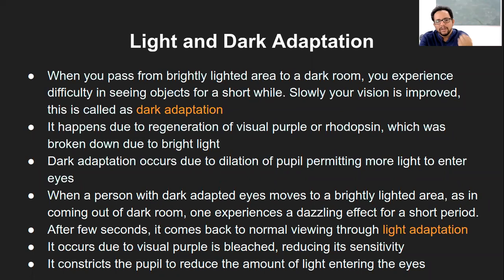It doesn't wait for you to move out and then you constrict your pupil. No, the rays will directly enter the eyesight, and that will cause bleaching, which will reduce the sensitivity of these pigments, and that is why the light adaptation also happens. So these are the two phenomena which are again most important with respect to the eye structure, that is light and dark adaptation. Does anyone have any question?